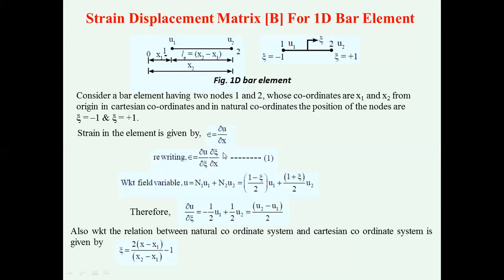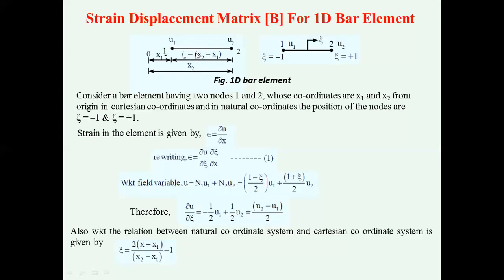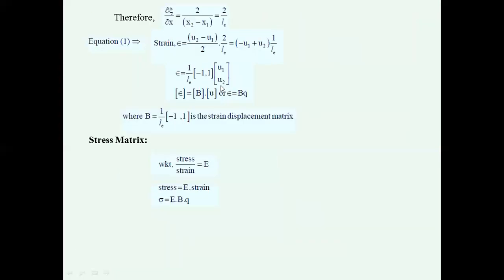Again we need the second term, that is dou zeta by dou x. We know the relation between natural coordinate system and Cartesian coordinate system, which is given as zeta equals 2 times (x minus x1) by (x2 minus x1), minus 1. Now you differentiate this zeta with respect to x. When you differentiate this, we get 2 by (x2 minus x1). x2 minus x1 is nothing but the length of the element. So it becomes 2 by L.